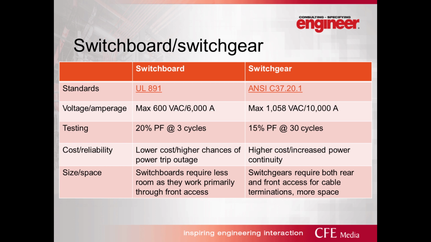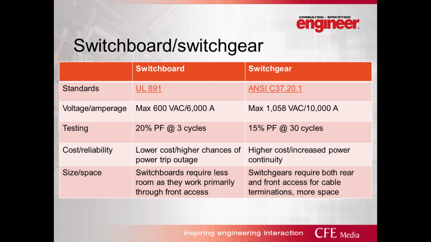The switchboards are short circuit tested at a power factor of 20% for a duration of 3 cycles, while the switchgears are tested at 15% for 30 cycles. The 30 cycle rated switchgear makes selective coordination much easier and also increases the power system reliability. So with these perks comes a higher cost of the electrical gear.